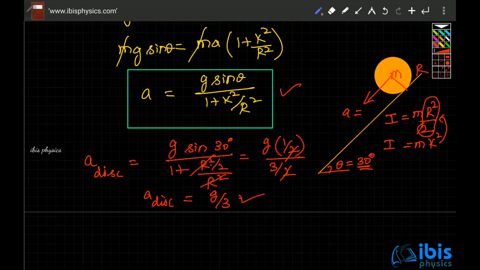In the next video, we will be watching the velocity. Suppose after sliding down an inclined plane, what velocity it will achieve, and then the time of sliding.